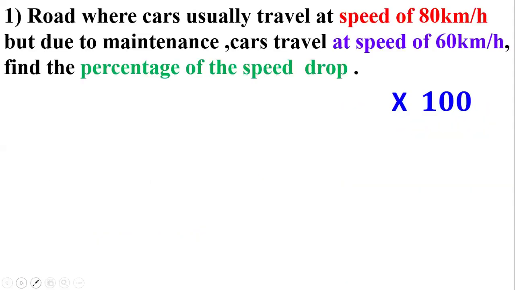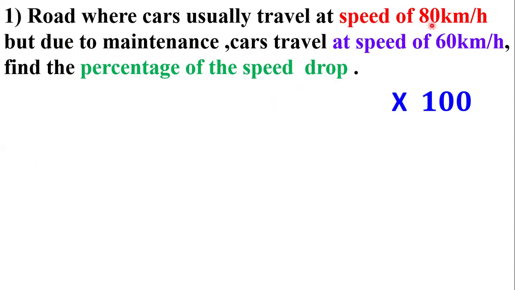Here is the first question. A road where cars usually travel at a speed of 80 km per hour, but due to maintenance, cars travel at a speed of 60 km per hour. Find the percentage of the speed drop.